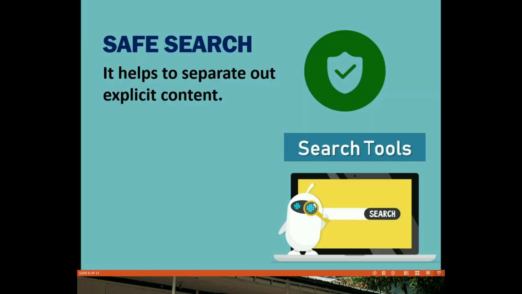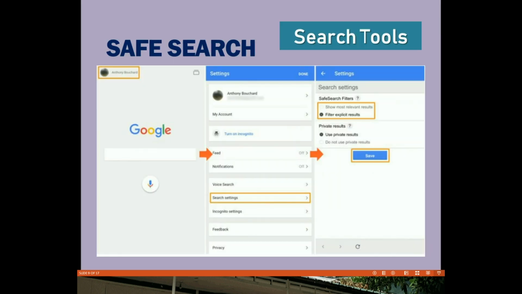Safe Search. It helps to separate out explicit content. Google Safe Search can filter out inappropriate search results, but it also may block many acceptable sites. Safe Search is a feature in Google Search and Google Images that acts as an automated filter of pornography and potentially offensive and inappropriate content.